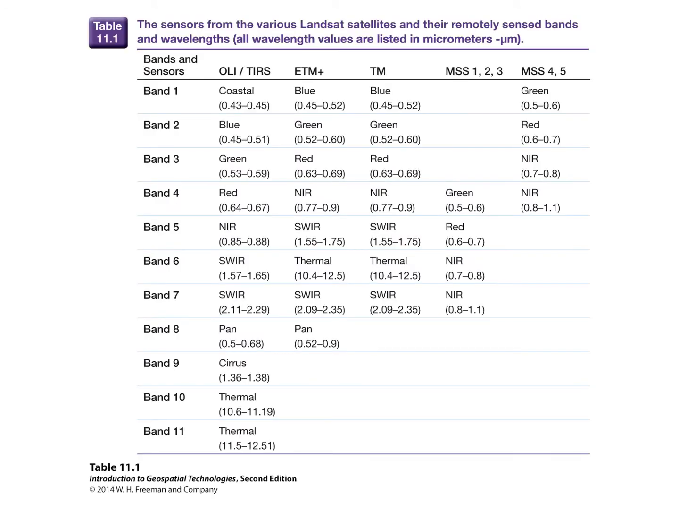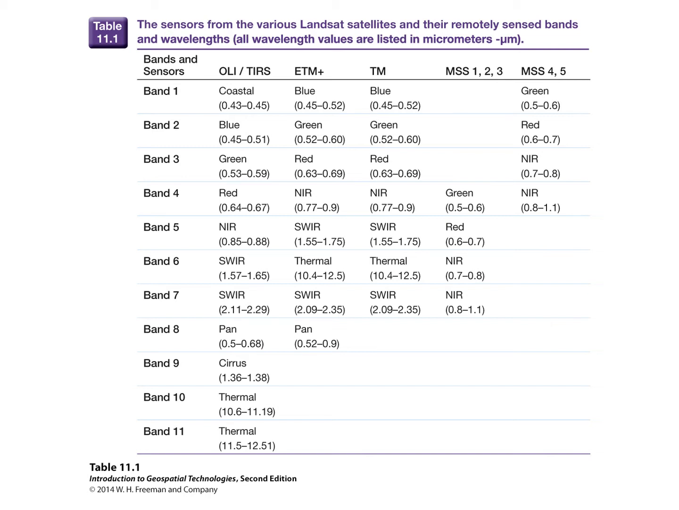Within the individual satellite, they collect different bands of information. A band is a range within the electromagnetic spectrum that an individual sensor selects. Okay? So for example, if we're looking at this particular satellite, it's collecting 11 bands of information. Band 1, it has a couple of different sensors.